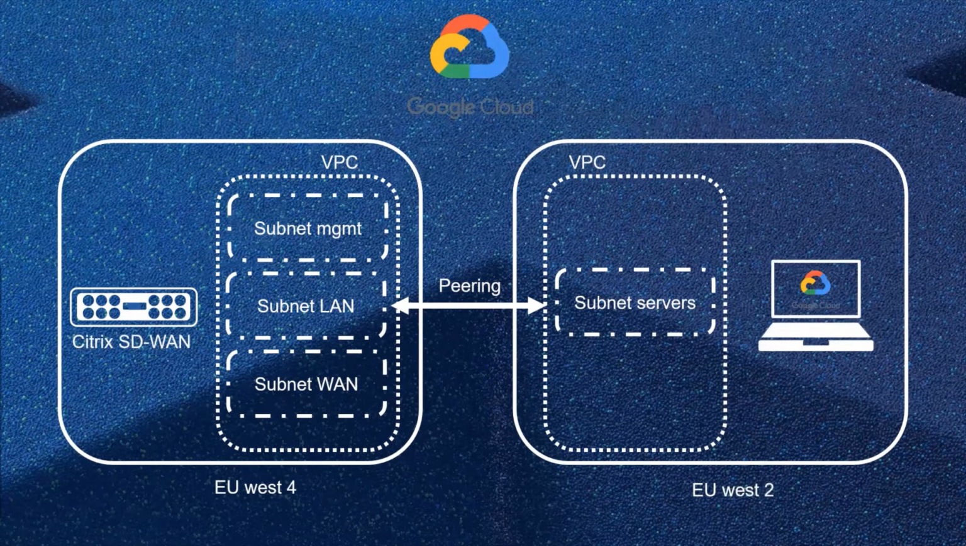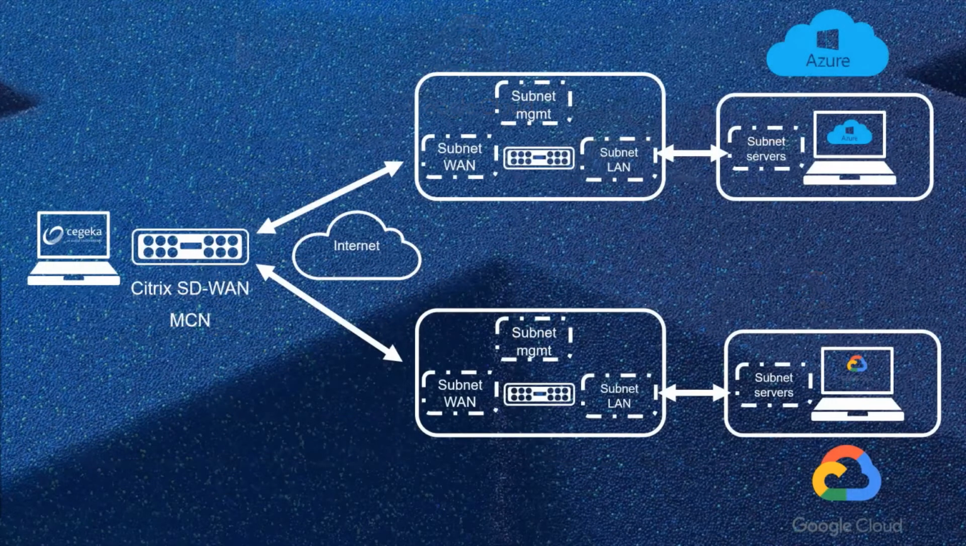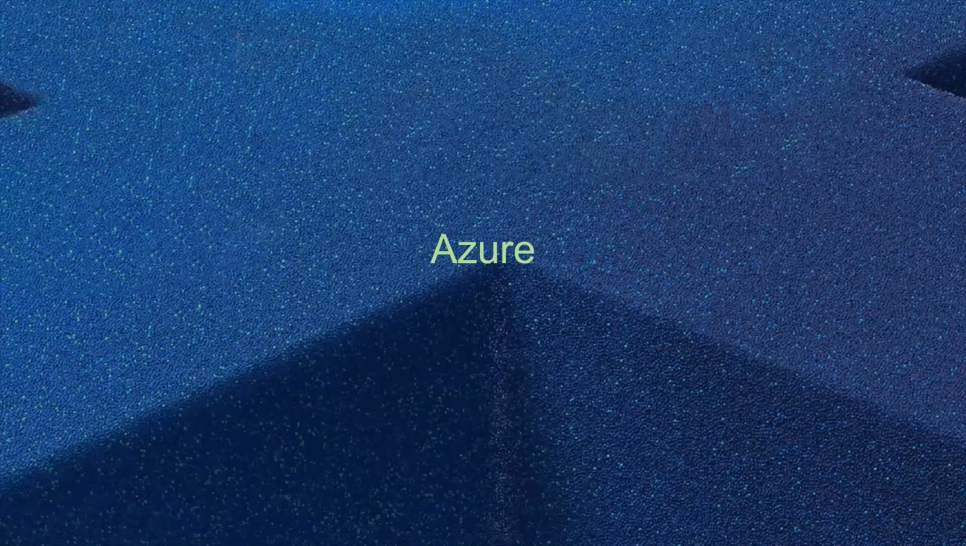And for Google, we are also deploying one Citrix SD-WAN in EU West 4. And on the right, you see we have our resources deployed in EU West 2. The right side has already been created, so also the left side, we are going to build that. Overall, this is how it's going to look after we are finished. So Ruud, thanks for the overview.